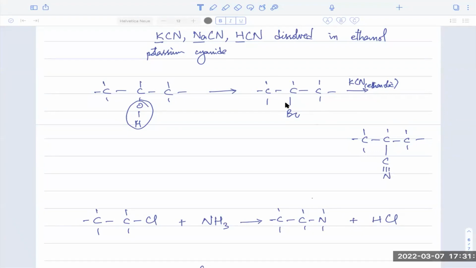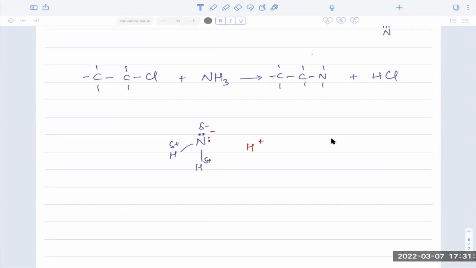Then we had the process with ammonia, and we saw that ammonia doesn't just react as a base, which it usually does. It also has another role to play, in that it can convert to an amine group and H positive. In that case, its amine group attacks the carbon, substituting the Cl that we have, and you're able to get amines from ammonia.